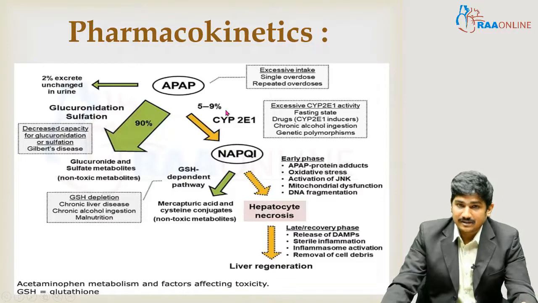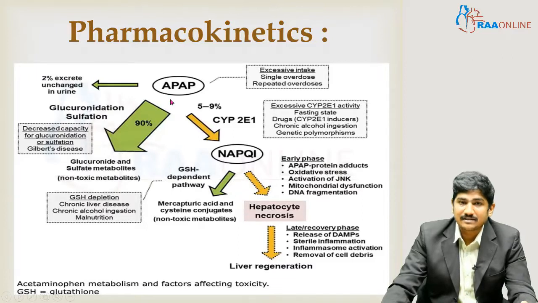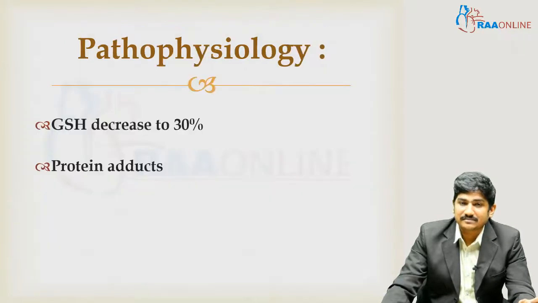So when you give paracetamol to a patient, if there is adequate glucuronidation and sulfation, yes, maximum metabolism goes that way. 2% is excreted in the urine, 5% goes to this particular enzyme, which creates NAPQ, and a significant amount can be taken up by the glutathione reserves. And if the glutathione reserve is decreased, then this NAPQ affects your hepatocytes, and that is when the liver injury starts.